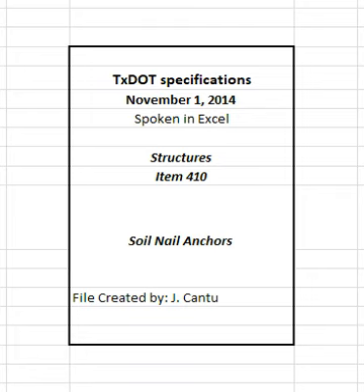6. Payment. The work performed and materials furnished in accordance with this item and measured as provided under measurement will be paid for at the unit price bid for soil nail anchors. This price is full compensation for materials, equipment, testing, labor, tools, and incidentals.